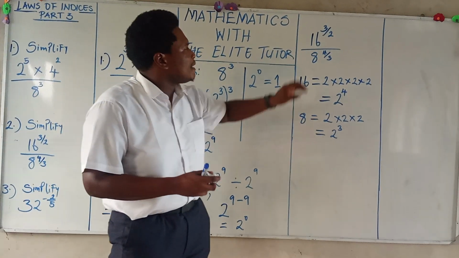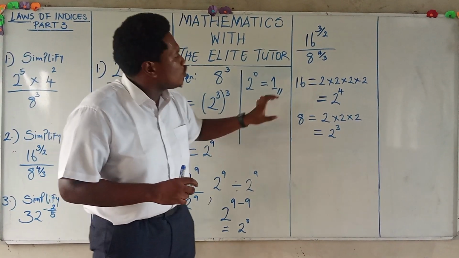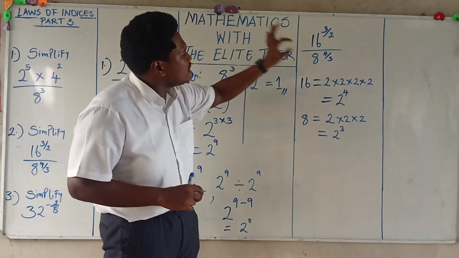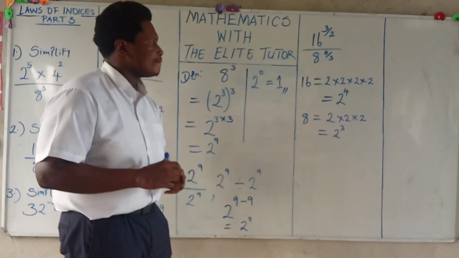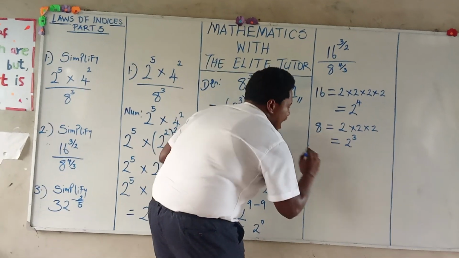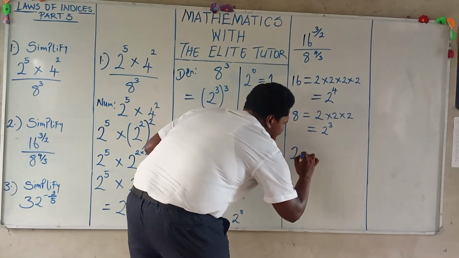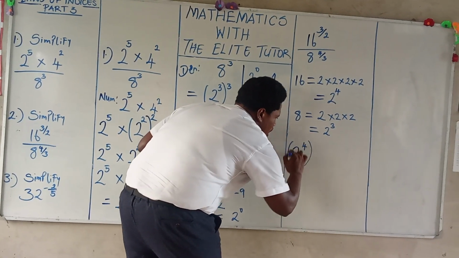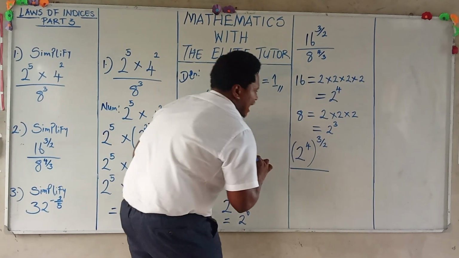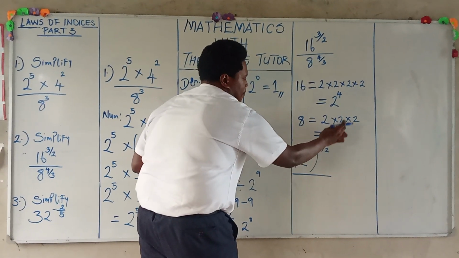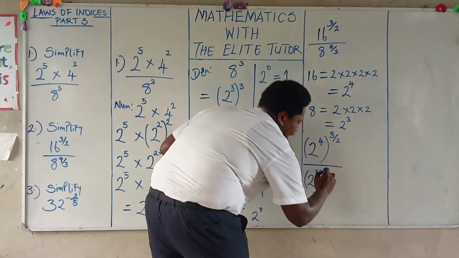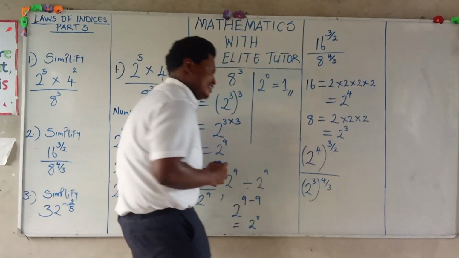Now we'll be able to express these whole numbers. Instead of using 16, we'll use 2 raised to power 4, and instead of using 8, we'll use 2 raised to power 3. Now follow close. We can rewrite this expression to be, our numerator is 2 raised to power 4 all raised to power 3 over 2, divided by, instead of using 8, we now have 2 raised to the power 3, all raised to the power 4 over 3.